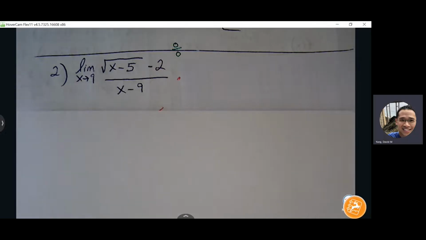Confirm that you have 0/0, and this is where we go through the conjugate method, right? So what do we multiply the numerator and denominator by? X minus 5 plus 2. Good. Just change the sign between the square root and the 2, don't change the sign inside the square root, right? We only want to change what's between the two terms.